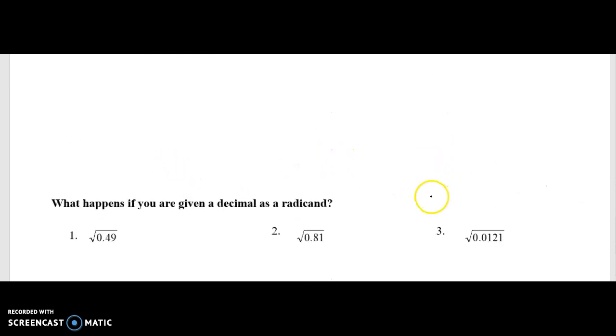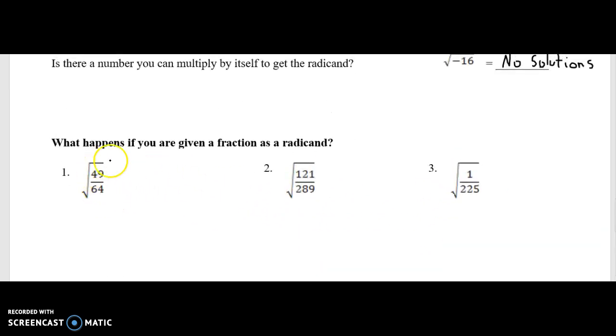Fractions tend to throw people off. They see this and they go, oh my gosh, what is it supposed to do? It is as easy as doing it when it's not a fraction because you can rewrite it as the square root of the top number over the square root of the bottom number. And then you just square root each of those. The square root of 49, oh yeah, that's 7. The square root of 64, oh yeah, that's 8. There's my answer. You just square root each one individually.